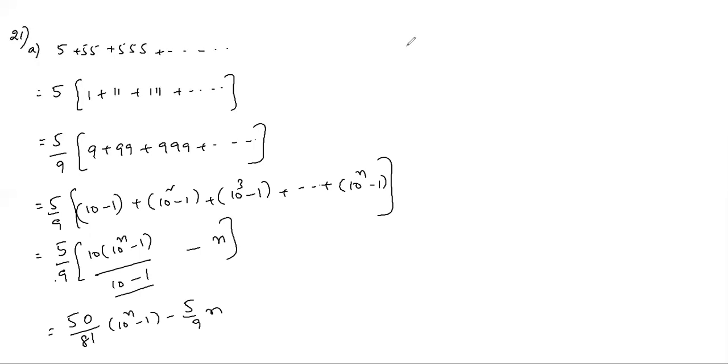Similarly, B equals 0.6 plus 0.66 up to n terms. Same, you take 6 common and multiply with 9, giving 0.9 plus 0.99 plus and so on.